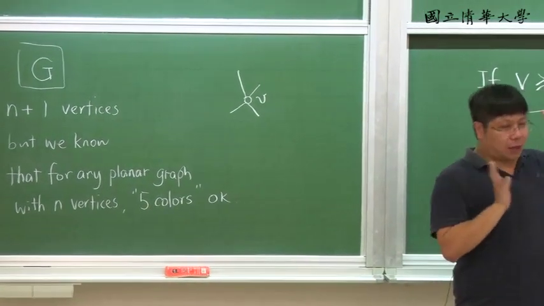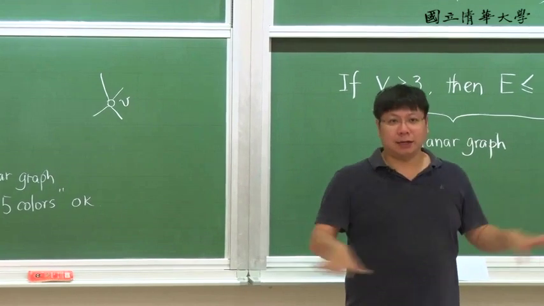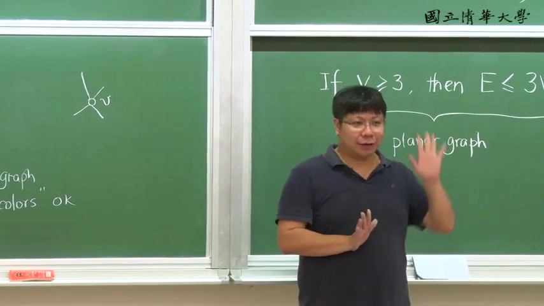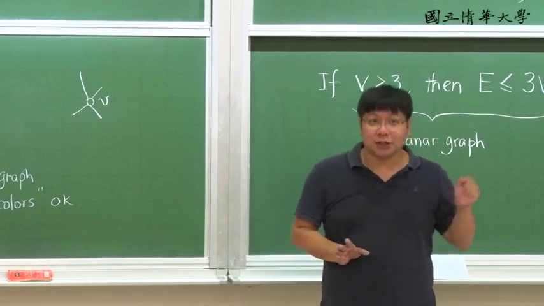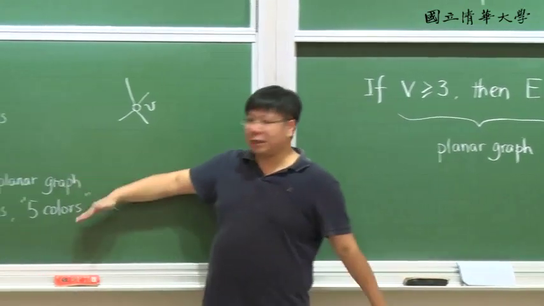So we are going to show that a graph, if it is planar, can always be colored using 5 colors. But what we are going to show is that we use induction to help us simplify the case. So this is the induction strategy.